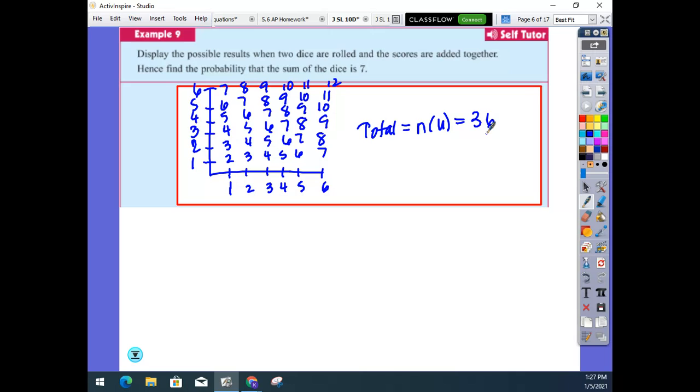And we want the sum is 7. So I'm just going to highlight 1, 2, 3, 4, 5, 6. So probability of a 7 is 6 out of 36, which is reducing down to 1/6.